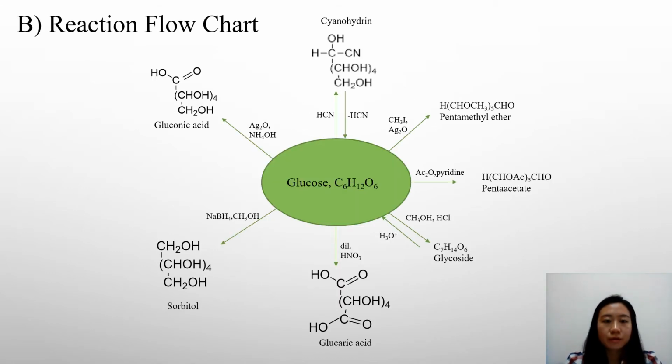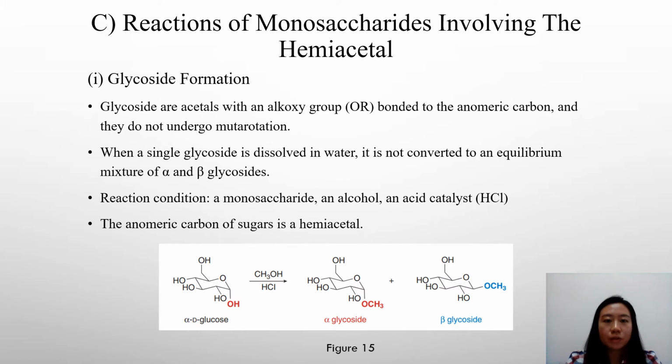Here is the reaction flowchart of glucose, and we focus mainly on the chemistry of monosaccharides. The first type of reactions that we are going to discuss is the reactions of monosaccharides involving the hemiacetal. Glycoside formation. Glycosides are acetals with an alkoxy group bonded to the anomeric carbon, and they do not undergo mutarotation. When a single glycoside is dissolved in water, it is not converted to an equilibrium mixture of alpha and beta glycosides. The reaction conditions require a monosaccharide, an alcohol, and an acid catalyst.